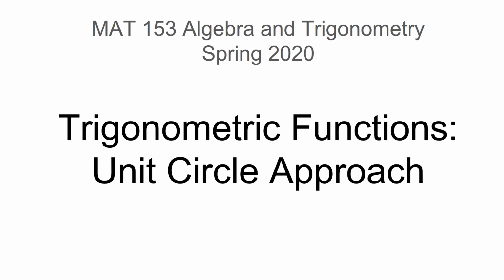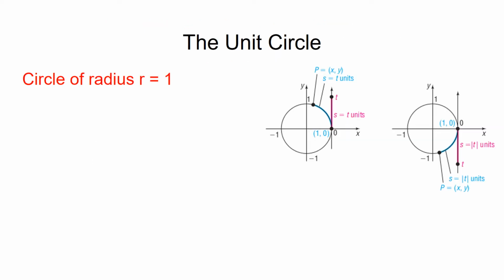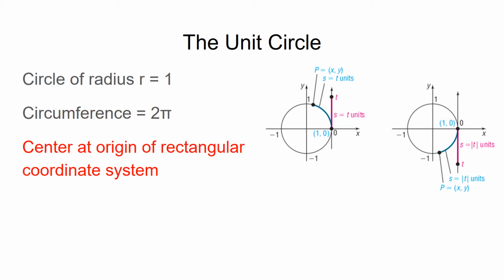This video is an introduction to trigonometric functions using the unit circle as a way to understand and obtain them. Let's begin with the unit circle. What is it? It's a circle of radius 1. This means its circumference is 2 pi. It is also centered at the origin of a rectangular coordinate system.